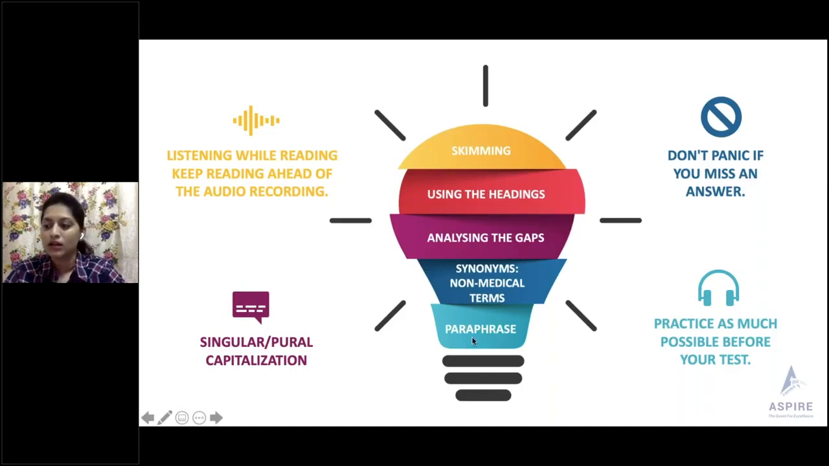Paraphrase. You will always encounter paraphrases, whether listening or reading, both of them, in fact. They might be using completely different words, or say words with opposite meaning. So you just need to be a really good listener.